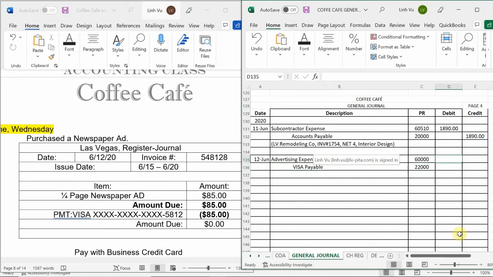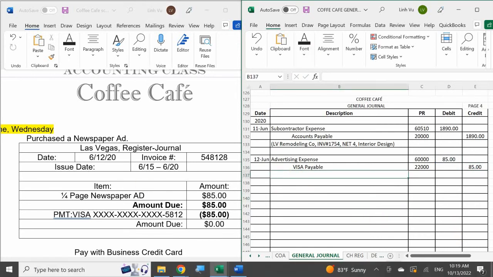Okay? How much was the advertising for? $85. Okay. Good. And we have everything that we need to know for this transaction, right? Such as what did we buy? Well, we bought advertising. Who did we go to? Las Vegas Register Journal, right? LVRJ. Okay.